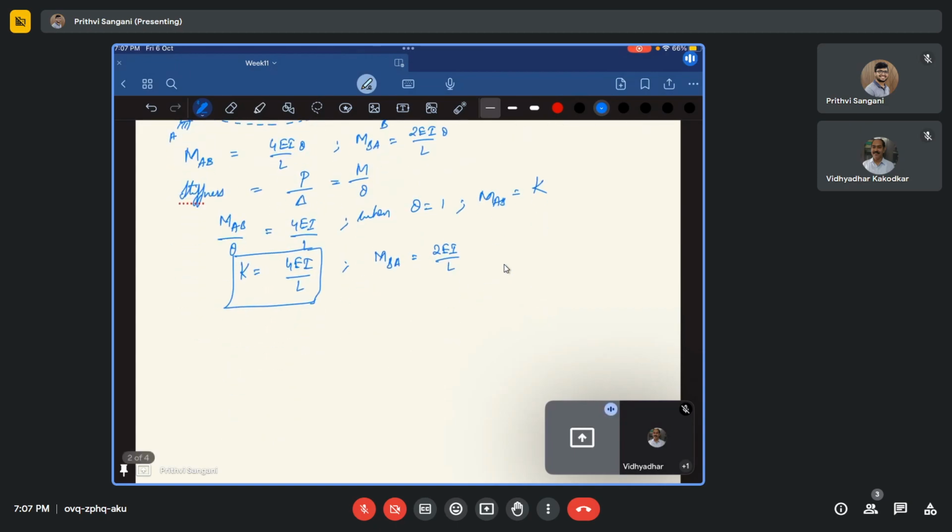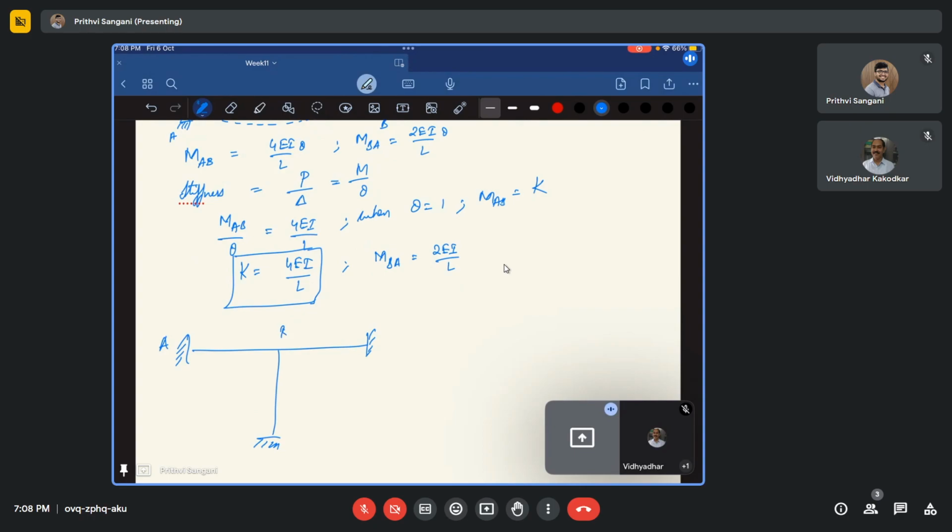So now this is about the stiffness. Once we obtain the stiffness, next, what if we have a joint? Let us say you have a T joint like this, and this is fixity, and this is fixity, and you have again fixity. If this is a joint, what happens here?